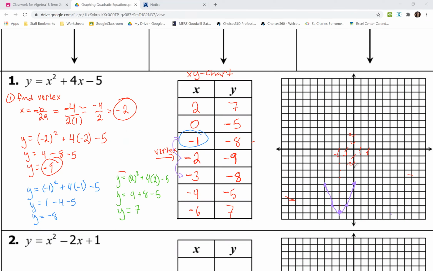So that point is 2, positive 7. 1, 2, 3, 4, 5, 6, 7. Okay. See how it shoots up there pretty quickly. And then also here, it's going to be negative 6. 1, 2, 3, 4, 5, 6. Okay. Negative 6 all the way up to the 7 again.